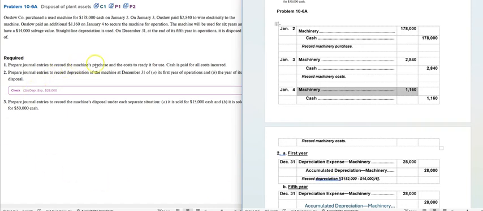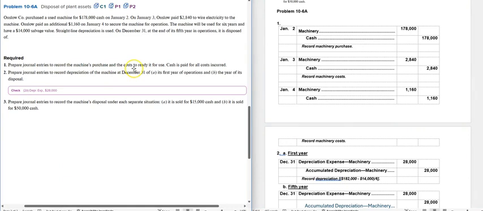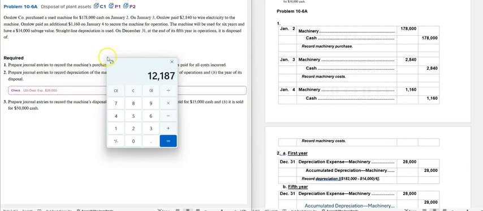So now that we've got the journal entries to record the purchase of the machine and get it ready for use, now let's prepare journal entries to record depreciation at the end of its first year and the year of its disposal. They are using the straight line method. And remember, the straight line method takes the asset's cost, the amount recorded in the asset account, subtracts out its salvage value, and then divides by its years of life, 6 years.